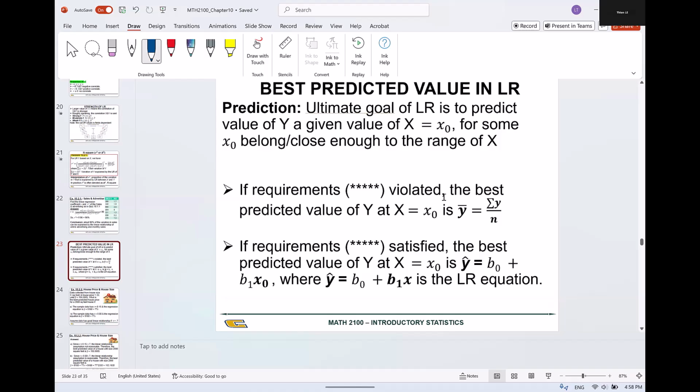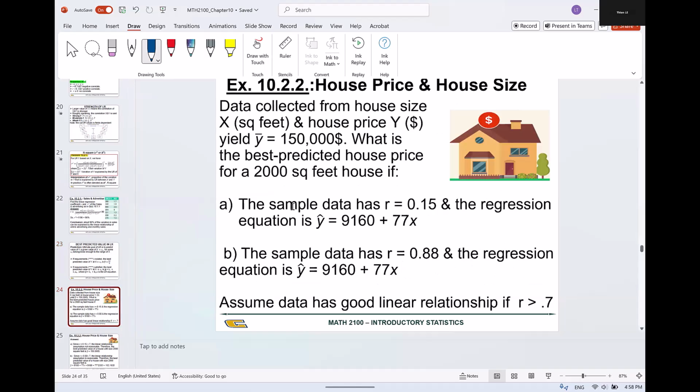And when the requirement is satisfied, then we just plug in, like we did when we looked at the sale at $1,600. You just plug into the equation to get the best predicted value. So we should pay close attention to whether the requirement is met or not. Here is an example about house price and house size. We have data collected on house size X and house price Y. People plan to use the house size to predict the house price. From this data, it yields y bar equal $150,000. What is the best predicted house price for a 2,000 square feet house?